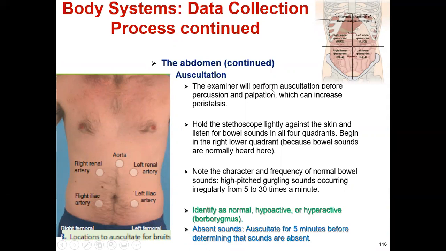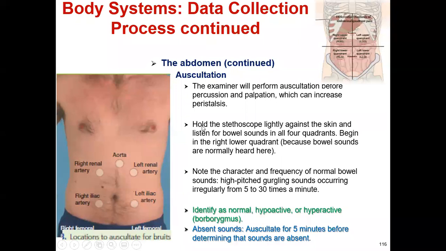So the examiner will perform auscultation before percussion and palpation, which can increase the peristalsis. So you see the aorta in the midline and the right renal artery in the right upper quadrant, or we can say the right lumbar area, and the right iliac artery, left renal artery, and left iliac artery.